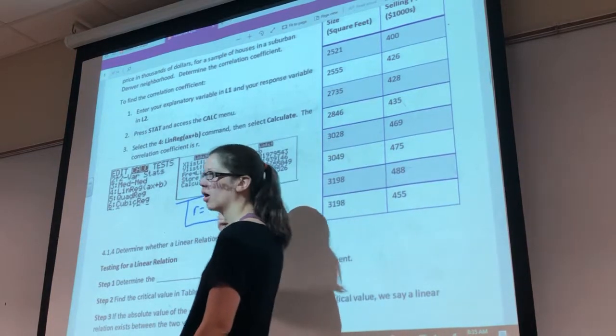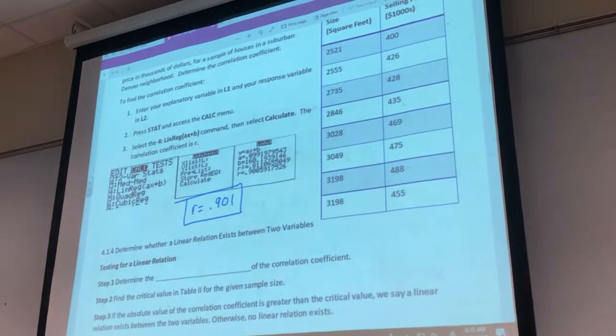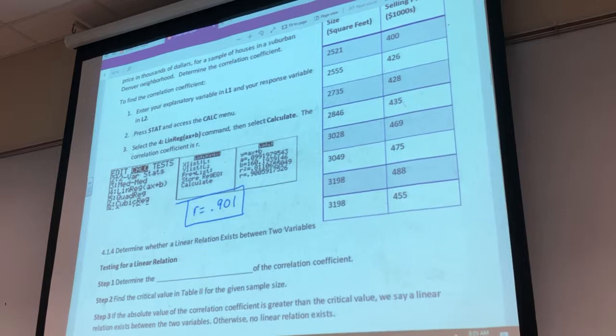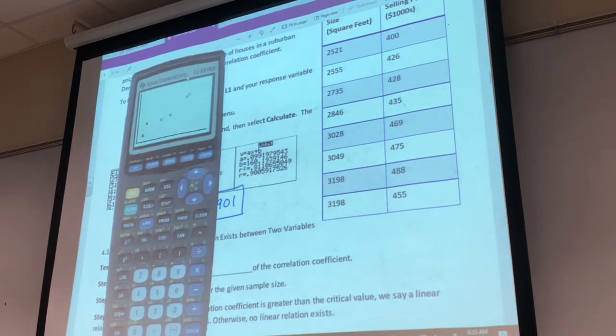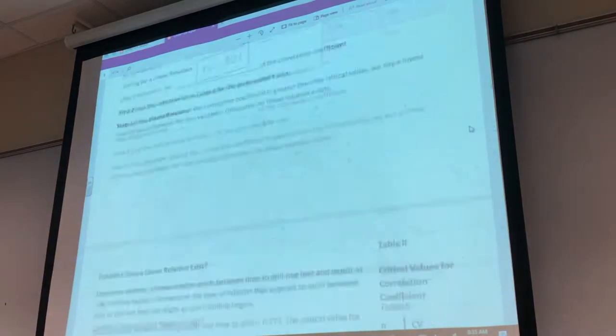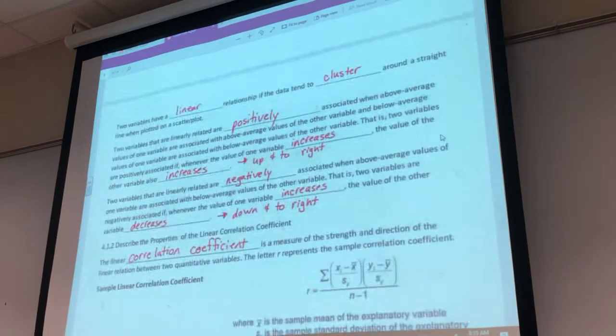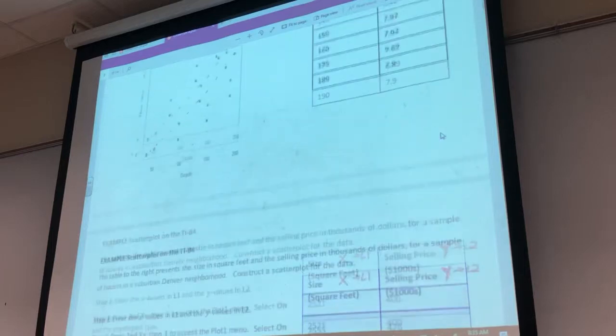This is a really good R, which makes sense because when we did our scatter plot, these points were a lot more linear than the other example. So you can come over here and compare the 2.